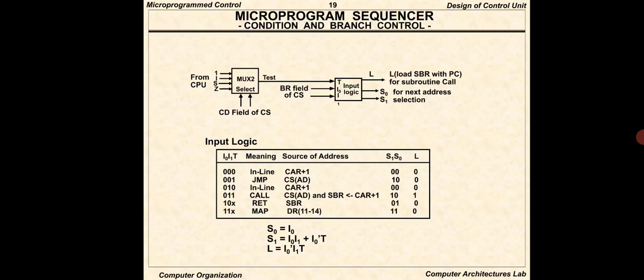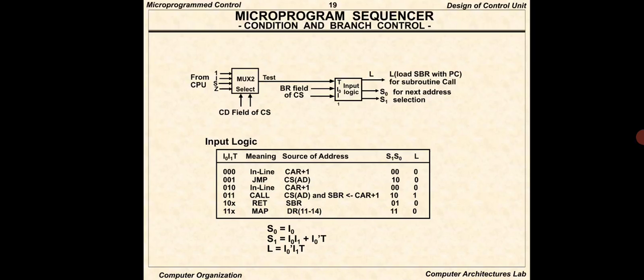If it is again 0 1 0, it is an inline sequencing. If it is 0 1 1, then it is a call instruction. If it is 1 0, it can be a 1 or 0, it is a return instruction. If it is 1 1 and again 0 or 1 1 1 0 or 1 1 1, then it is a mapping one.